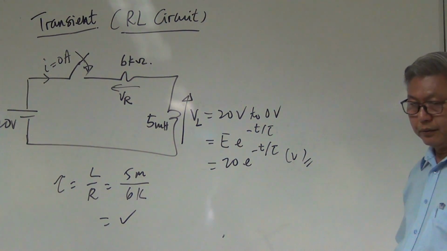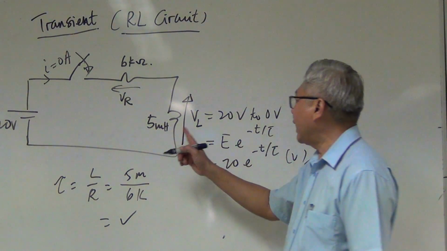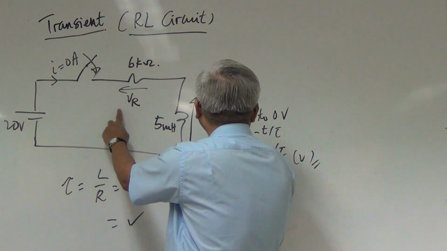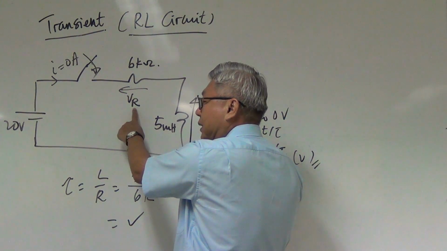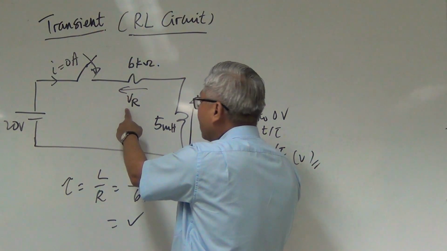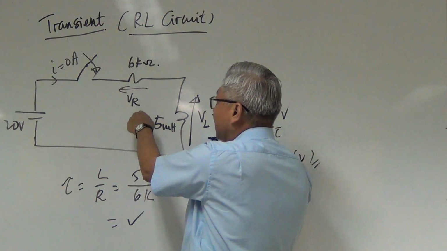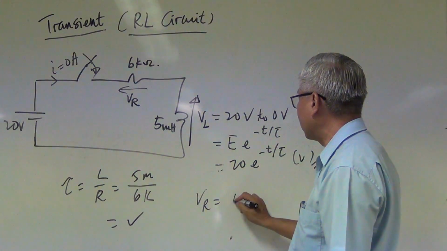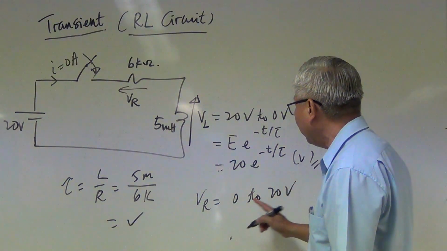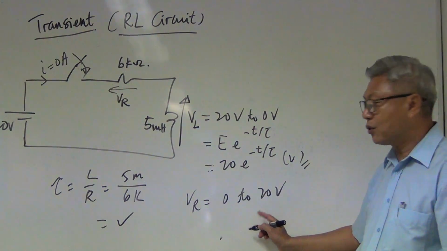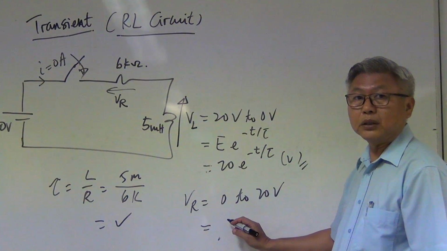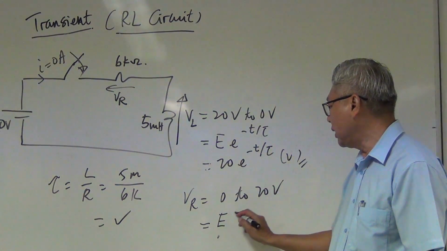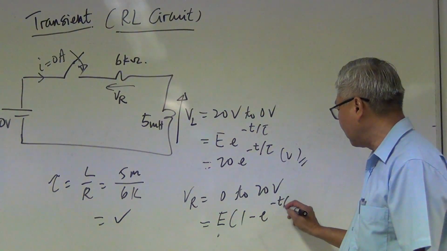How about VR? According to KVL, if here is 20, here should be 0. 0 plus 20 equals 20, right? When here is 19, here is 1. When here is 18, here is 2. When here is 17, here is 3. So while here is decreasing, this one is increasing, right? So your VR is an increasing function. If VR is an increasing function, I ask you to write the expression. It therefore is the one with bracket, right? So it's therefore E times 1 minus E to the minus T over time constant.